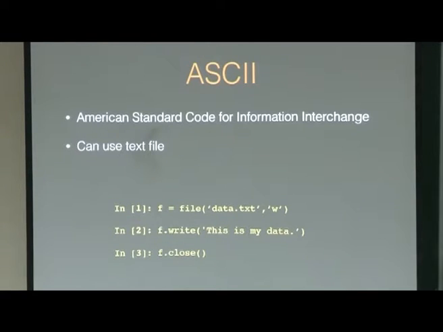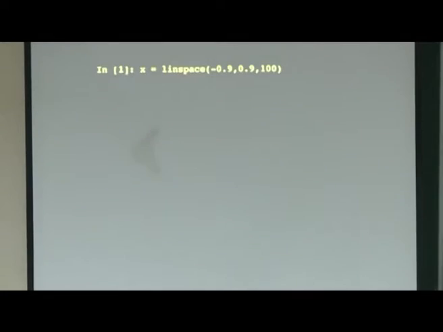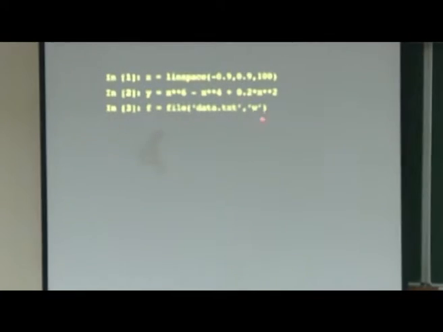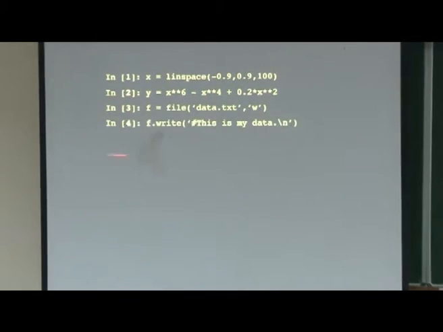Now if you want to write an array, how will you do that? Please stop me if you have any problem in understanding. For that I have x is linspace. Everyone knows linspace. It goes from -0.9 to 0.9 with 100 data points, and y is some function. It is a simple function here, but it could be very complicated. You can solve an ordinary differential equation and get some y. Then again I have created an object f with data.txt, and I have written "this is my data". Hash is the comment.